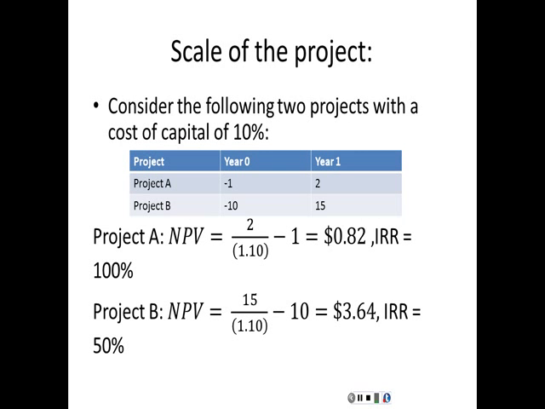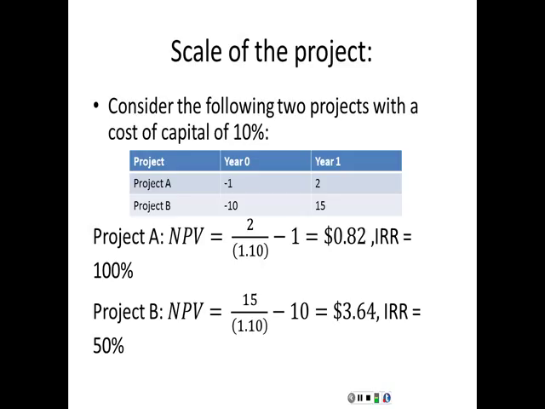First one is scale. So we have Project A and Project B, and they're mutually exclusive, so we have to pick the best one. And the cost of capital for the firm is 10%. So if I look at Project A, it's just a simple one-year project. So if I discount the year one cash flow of $2 by 10% and subtract the initial investment, I get an NPV of 0.82. If I calculate the IRR, clearly it's doubled, right? We invest one and get two back, so the IRR is 100%.